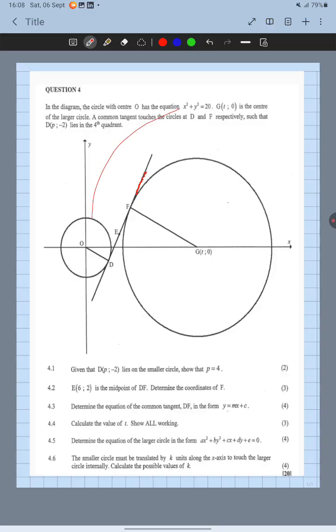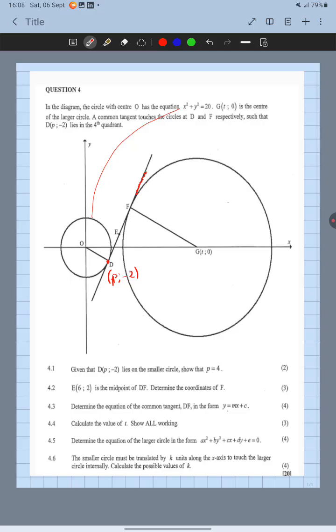Such that D is (p, -2) and lies in the fourth quadrant. So this point here is (p, -2).